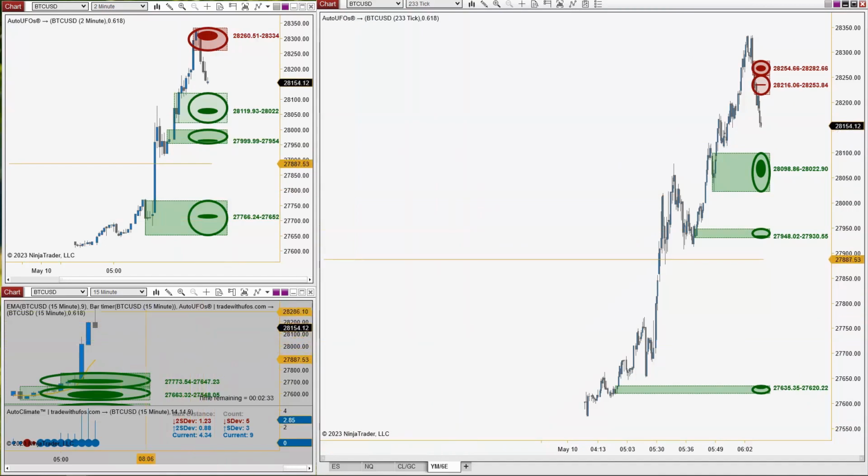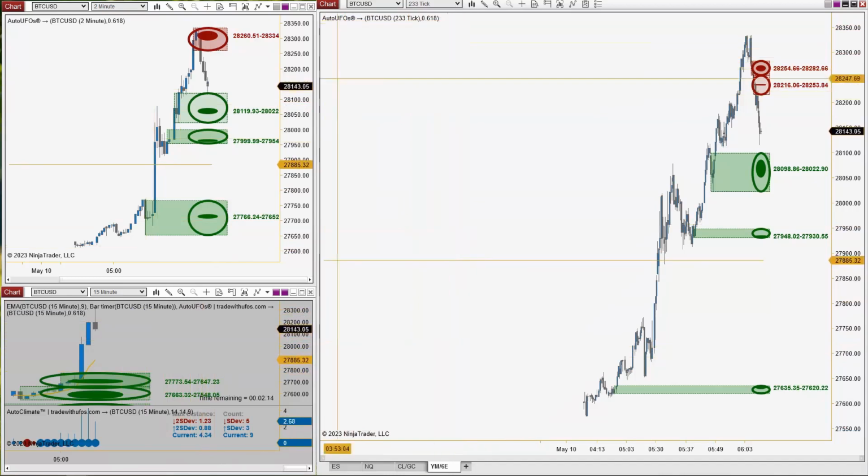Why do we do that? Well, we do that because of a couple of different reasons that I'm going to quickly go over. The first one is the fact that the 2-minute and this 233 tick, which again we're not going to be using, is something that is very uncommon to be used. So many people don't use these exact time frames, right?